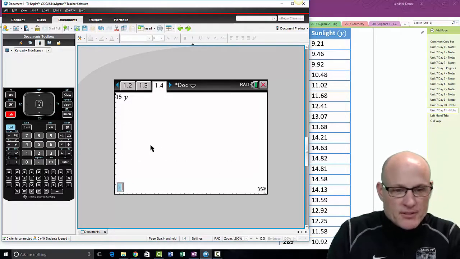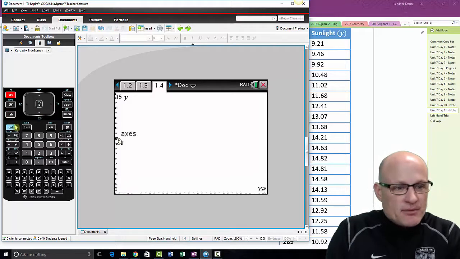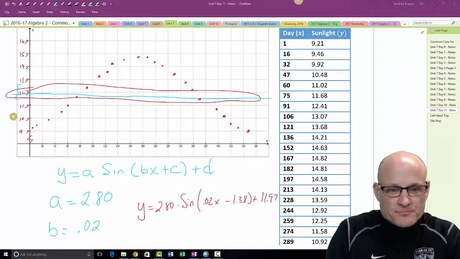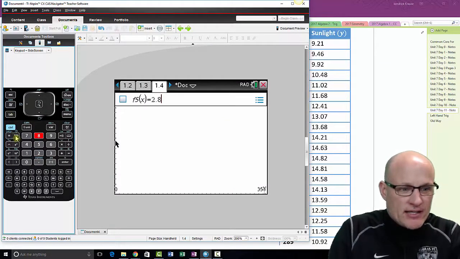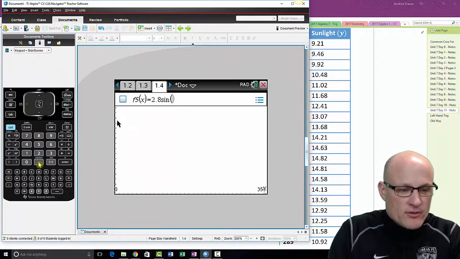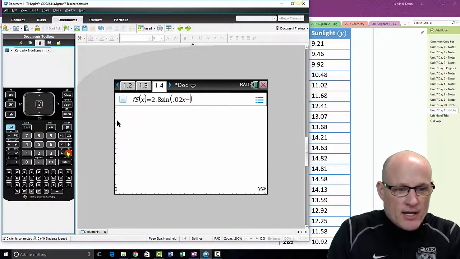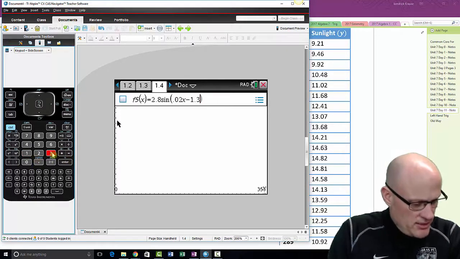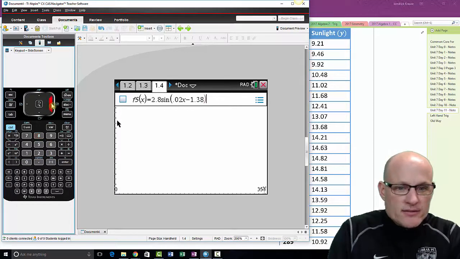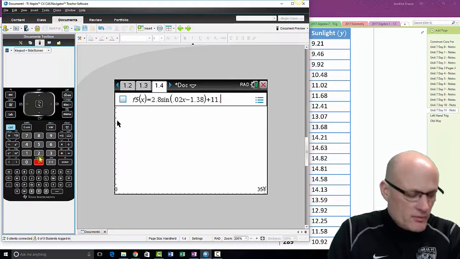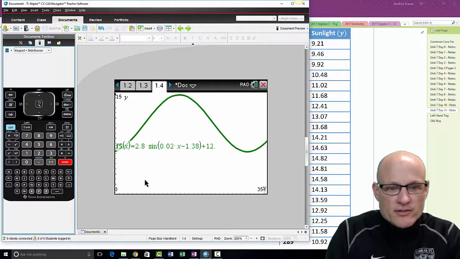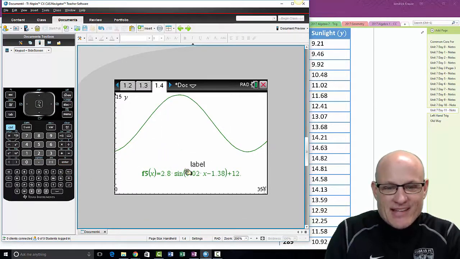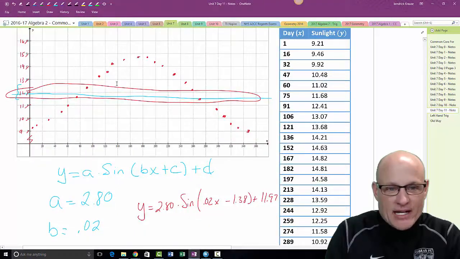Okay? So escape. Now I got to graph it. So tab, let's graph this function. 2.8 times the sine of 0.02x minus 1.38 plus 11 point, was it 97? 97. Enter. There it is. Now that's just about exactly what we graphed, isn't it? It's about exactly what we graphed.